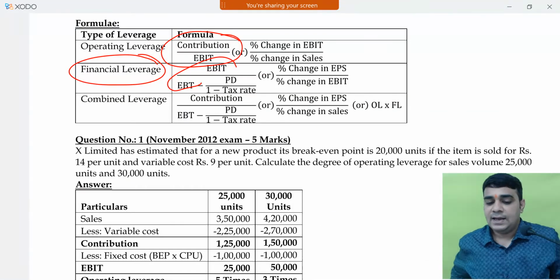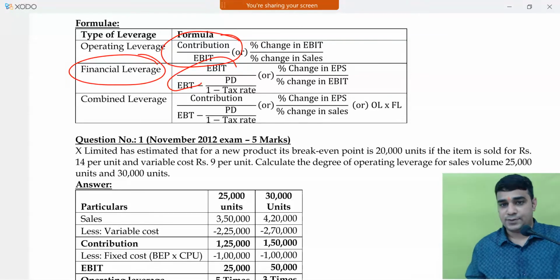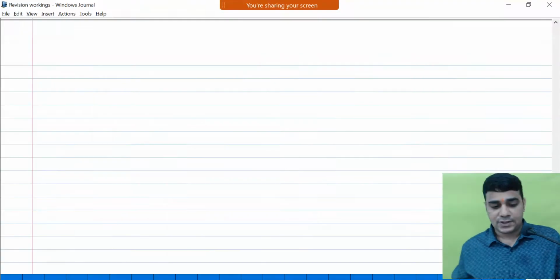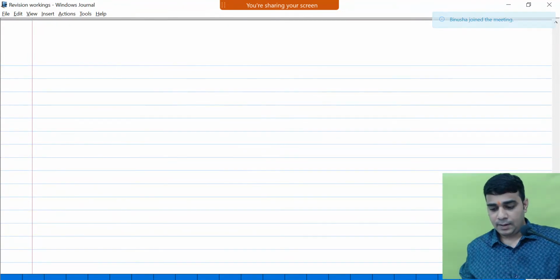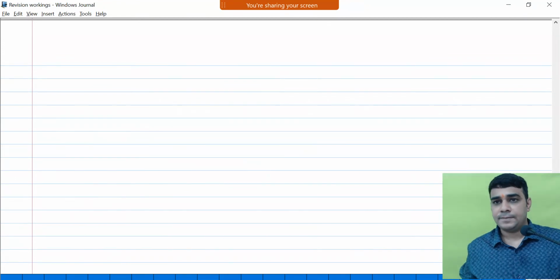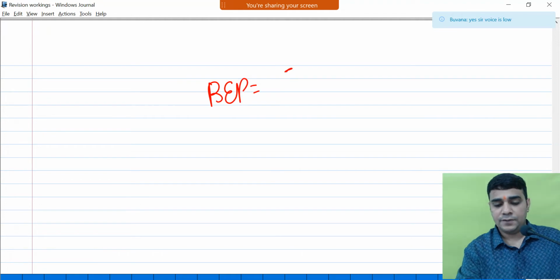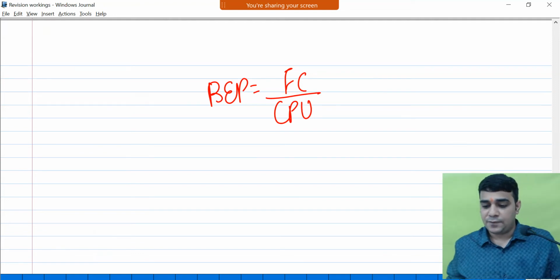Now the question says it is going to break even at 20,000 units if the item is sold for 14 per unit and variable cost is 9 per unit. I am required to calculate the degree of operating leverage, which is technically operating leverage. How do we calculate fixed cost in this case? Marginal costing: break-even point is equal to fixed cost by contribution per unit.